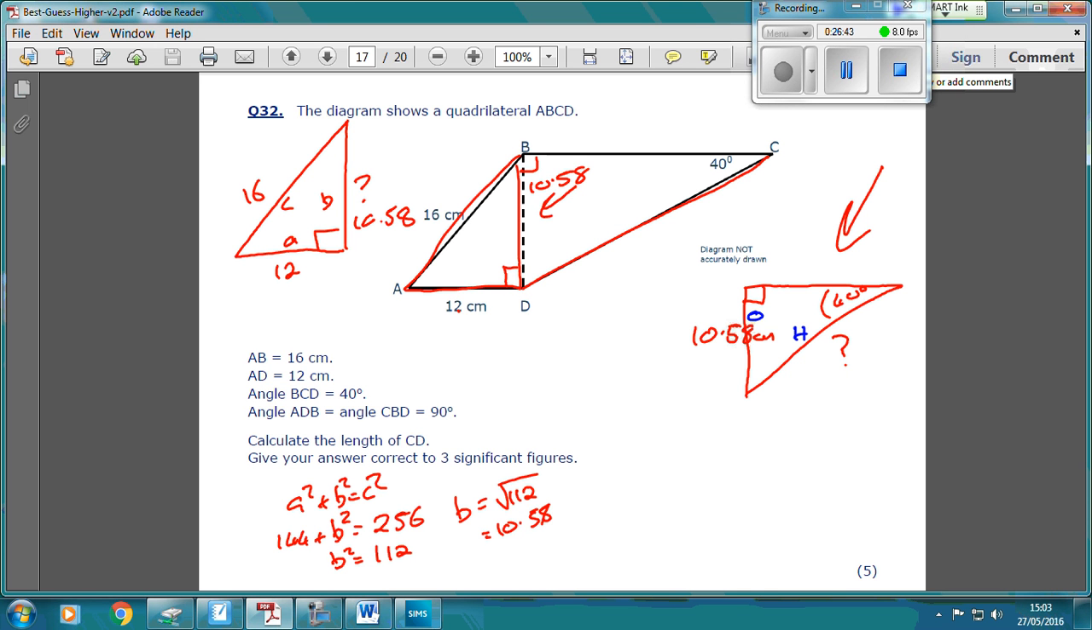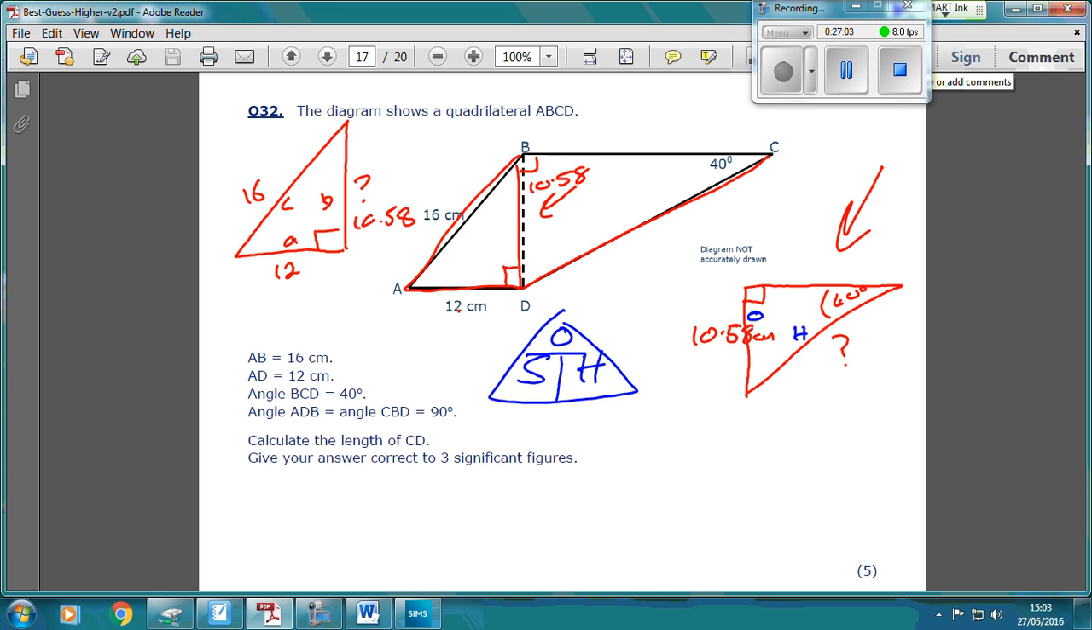And we've got to decide which trig we use when we've got O and H. So if I ask my year 9s again, what do we use for O and H? So, yeah, thank you. Thank you, Raf.